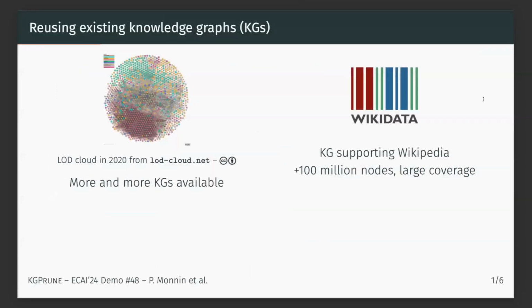Nowadays, there are more and more knowledge graphs available covering an always widening array of domains. In particular, there exist generic knowledge graphs such as Wikidata, which supports Wikipedia and contains more than 100 million nodes with a large thematic coverage.